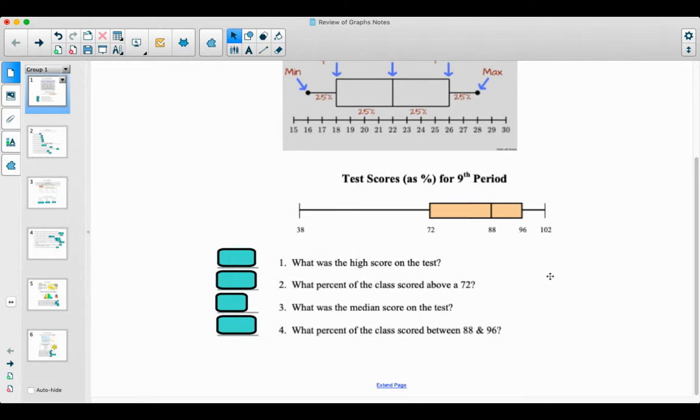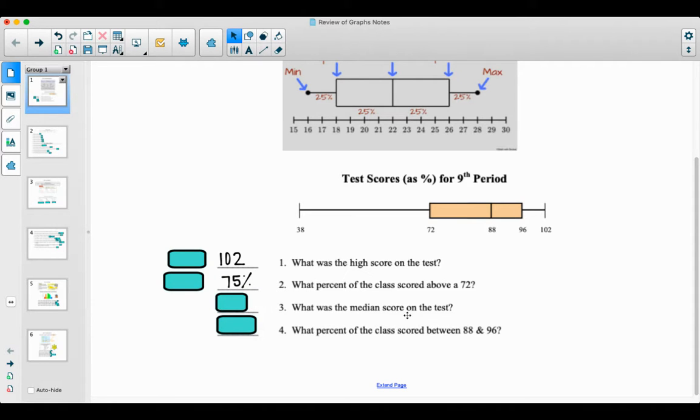So if we answer these questions, what was the highest score on the test? Well, we just said that would be 102. What percent of the class scored above a 72? Remember that each piece is making up 25%. So 25 plus 25 plus 25 is going to get me 75%.